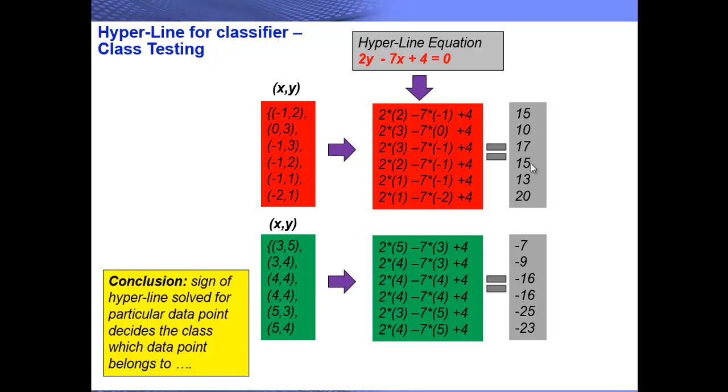Okay, so this hyperline is such that if we solve this equation for any data point, its value will decide which class that data point belongs to. Now again remember, this was done with human intervention.